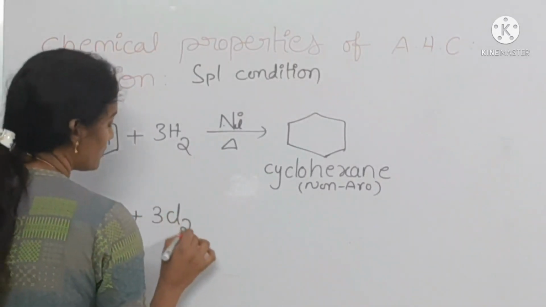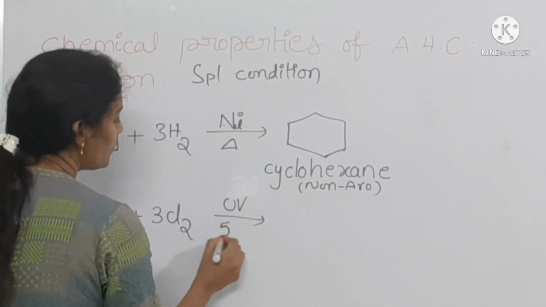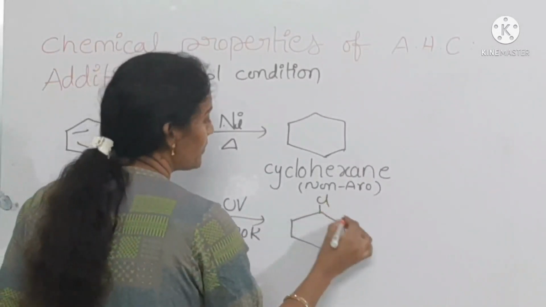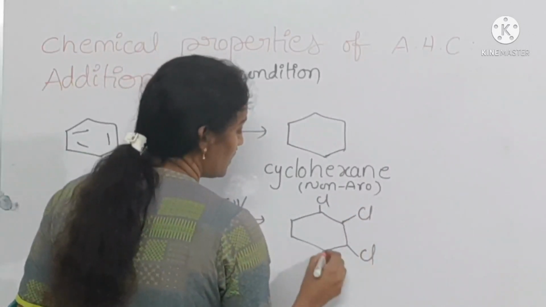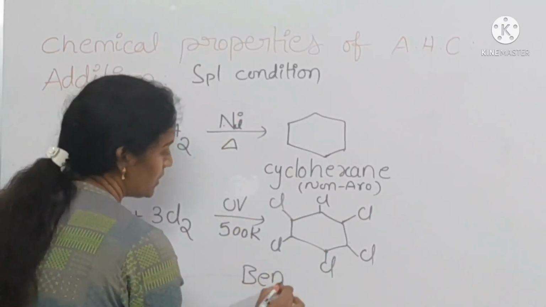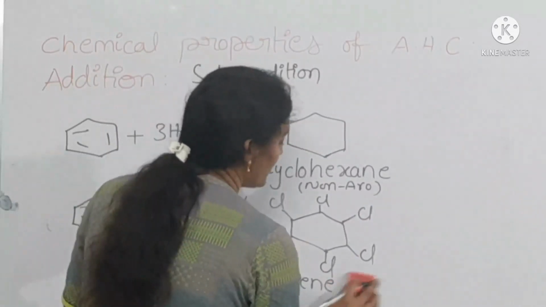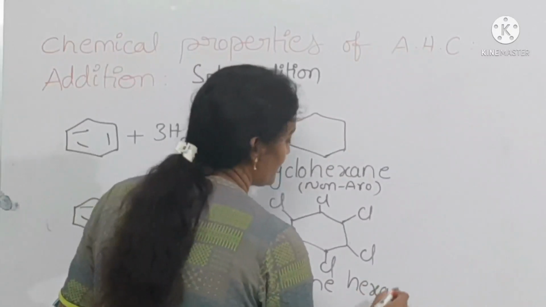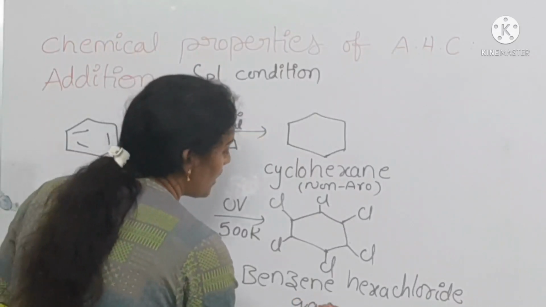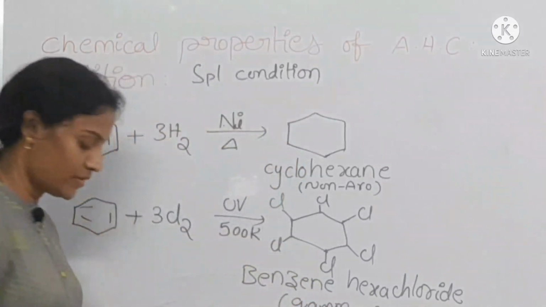If benzene reacts with chlorine in the presence of ultraviolet light at 500 Kelvin, all double bonds will be replaced with chlorine atoms. Here benzene hexachloride will be formed. Benzene hexachloride is also known as gammexane. These are the addition reactions taking place on benzene.